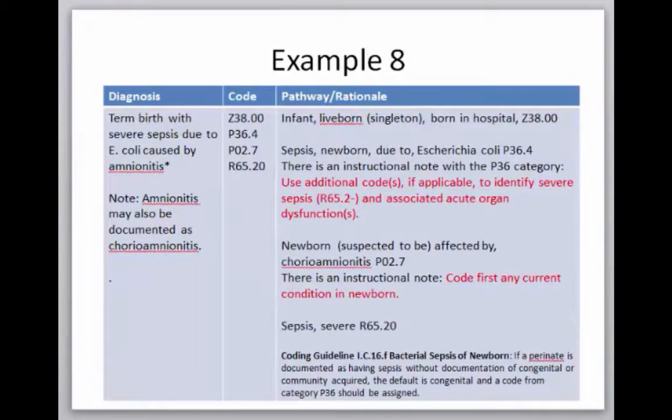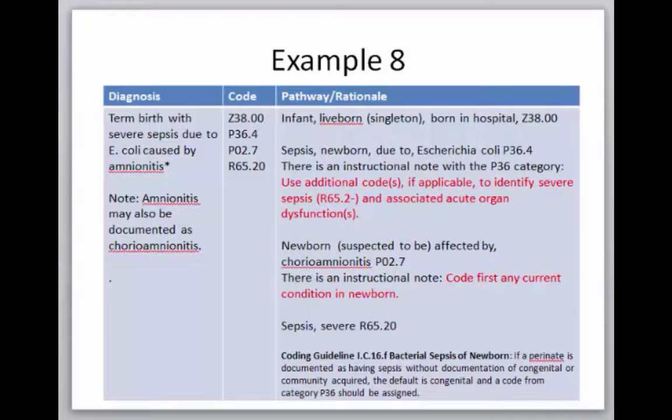The next example is kind of long, but I wanted to step us through it. It is a term birth, meaning it's not a premature baby, but the baby's born with sepsis. The code book does make a distinction between sepsis and severe sepsis, so when those words, severe sepsis, are used, you're going to be looking at an R code. In this case, I give you a little cheat note that amnionitis may also be documented as chorioamnionitis, because in the alphabetical index you need to know that. The Z38.00 code is our principal because the baby was born in this hospital.